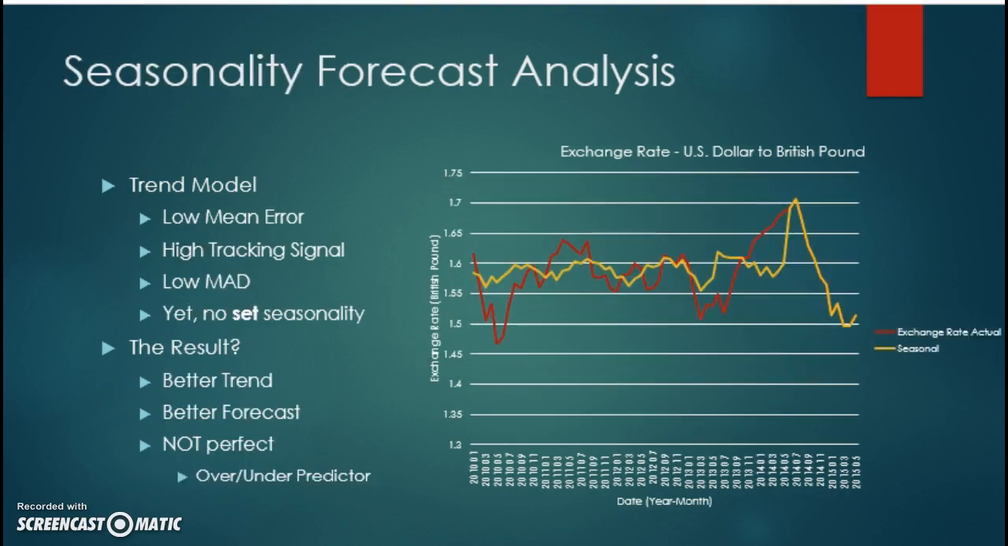So then we went ahead and moved on to seasonality forecast analysis, as we can see on the screen on the graph represented by the light yellow line. This trend model ended in a low mean error, high tracking signal, a low mean absolute deviation, but yet no set seasonality. The result, a better trend, better forecast, but not perfect. As we can see once again on the graph, some of the spots were over or under predicted.